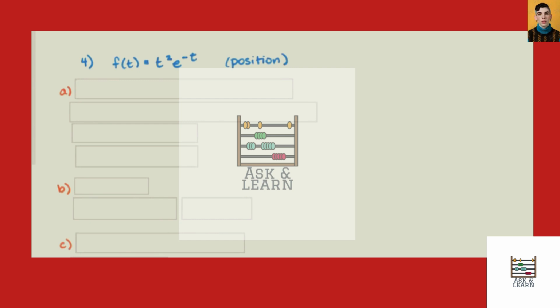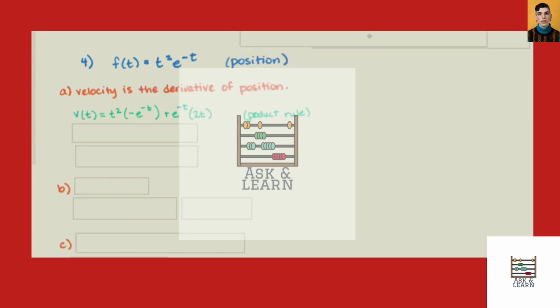Here we have a position equation, and for part A we want to find the velocity. Remember that velocity is the derivative of position, so we're going to use the product rule to find the velocity. So we have the first times the derivative of the second plus the second times the derivative of the first, and we had to use a chain rule to find the derivative of e to the negative t.